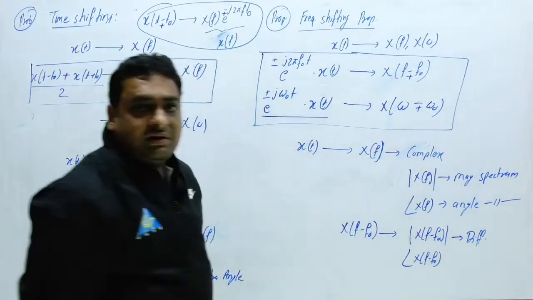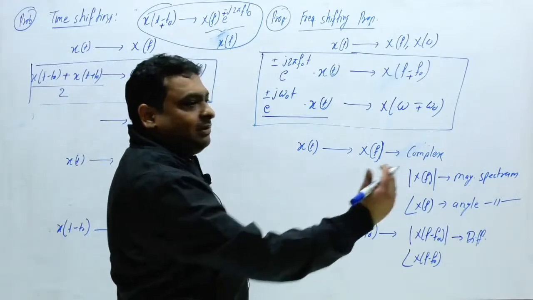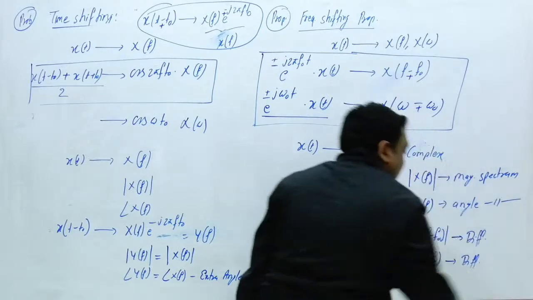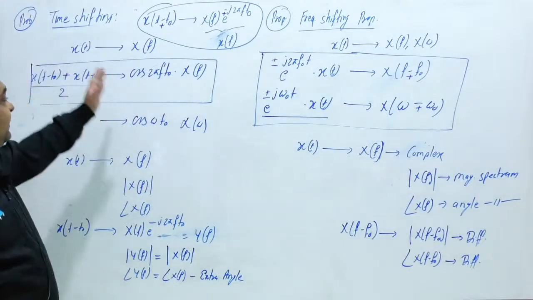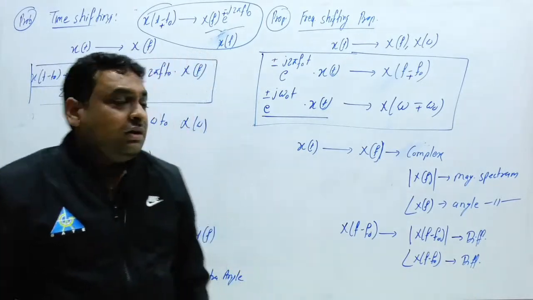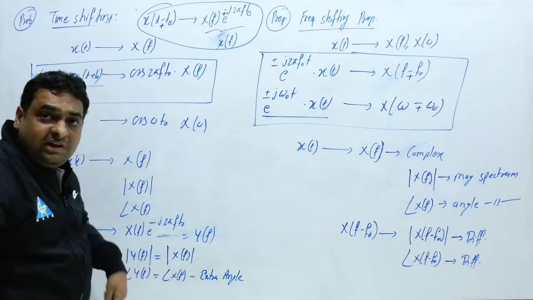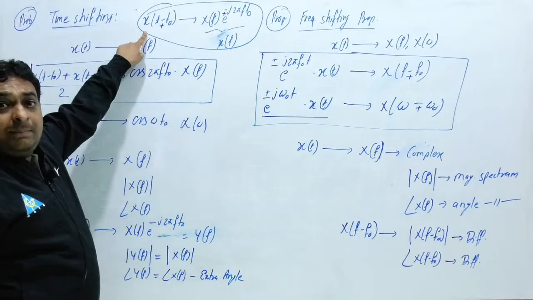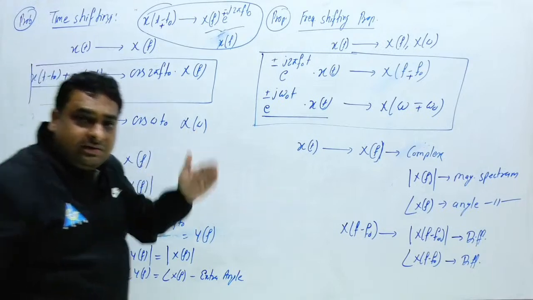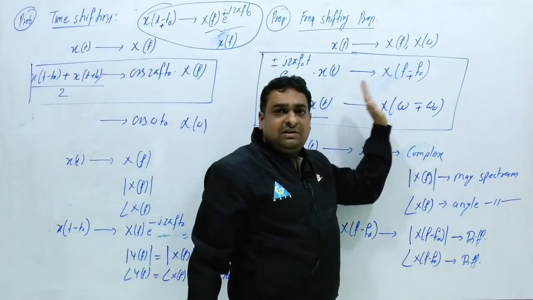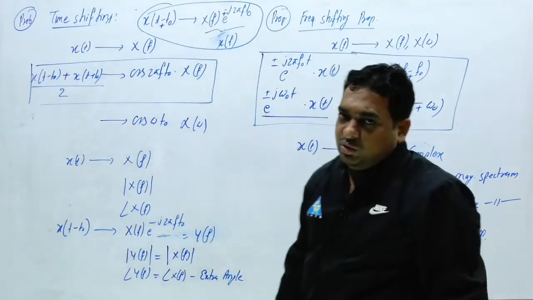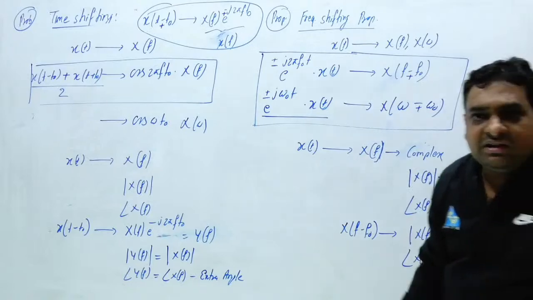And what will be the angle spectrum? If the signal is shifted, definitely this angle will be different. The spectrum will be different. So the examiner can ask you this question: after the time shifting property, which spectrum will change and which spectrum will stay the same? The magnitude spectrum will be the same but the phase spectrum will be different when you shift the signal in the time domain. Now the second question: when you shift the signal in the frequency domain, then the magnitude spectrum as well as the phase spectrum both will change. Clear? You should remember this also.